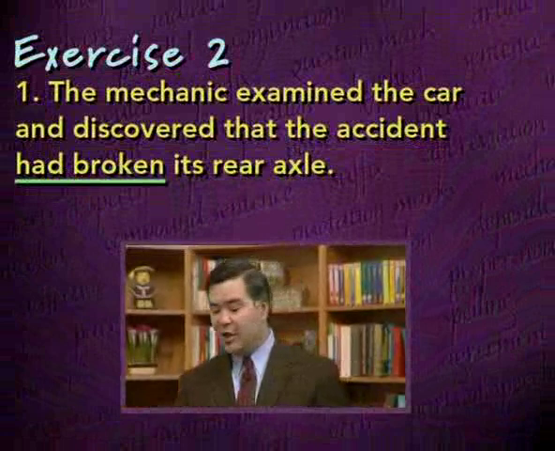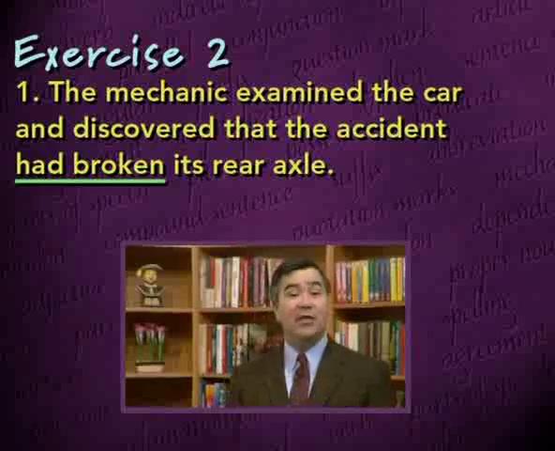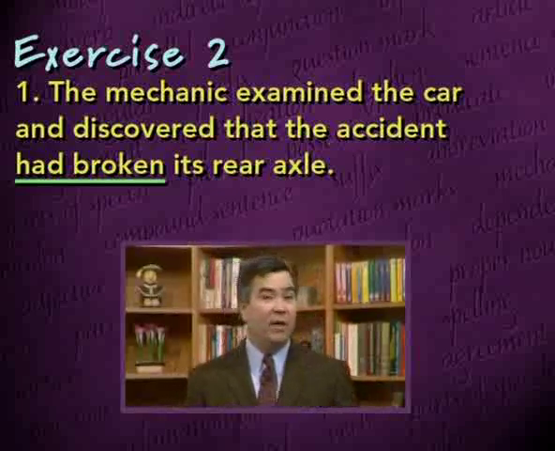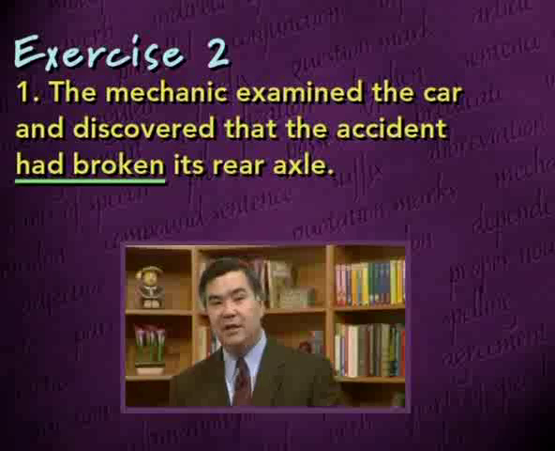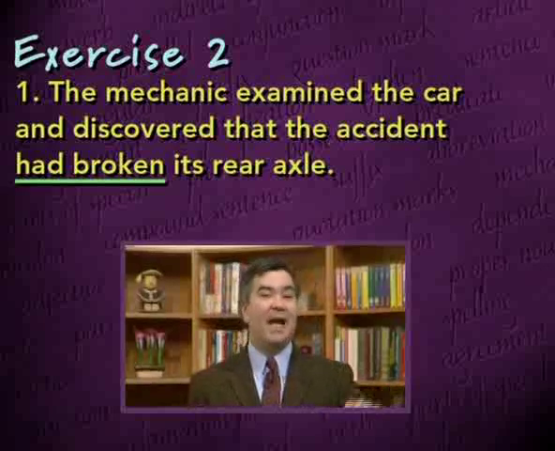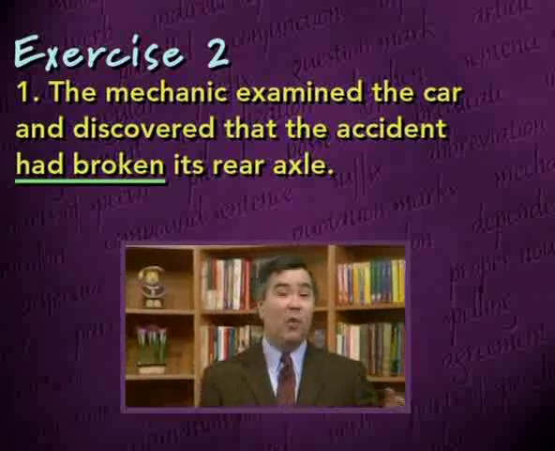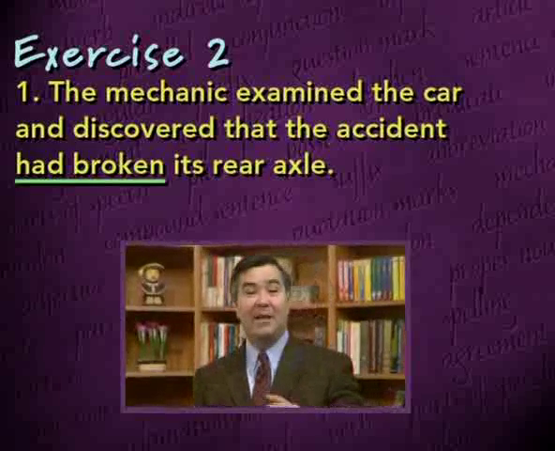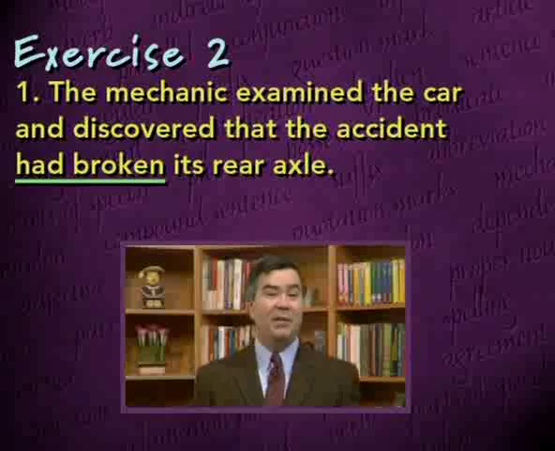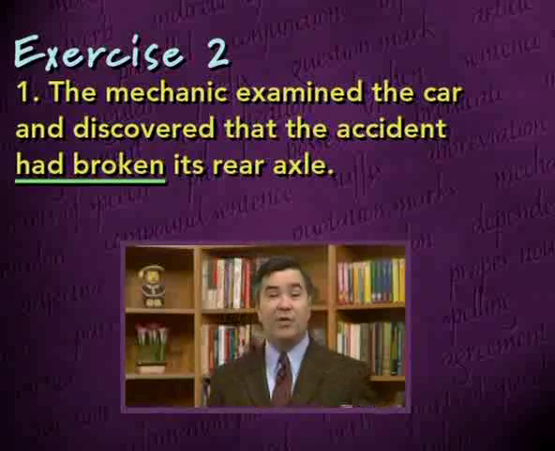The mechanic examined the car and discovered that the accident had broken its rear axle. Now, in this sentence, there are three separate events: the examining of the car, the discovery, and the breaking of the rear axle. What is the sequence among these events? Well, the examining of the car and the discovery are both past events. They happened at some time in the past, and they happened at around the same time. In fact, it is while examining the car that the mechanic made the discovery. So those two events are both past events which should be described in the same tense. And that, in fact, is what the sentence does. The past tense is used for both of those events.